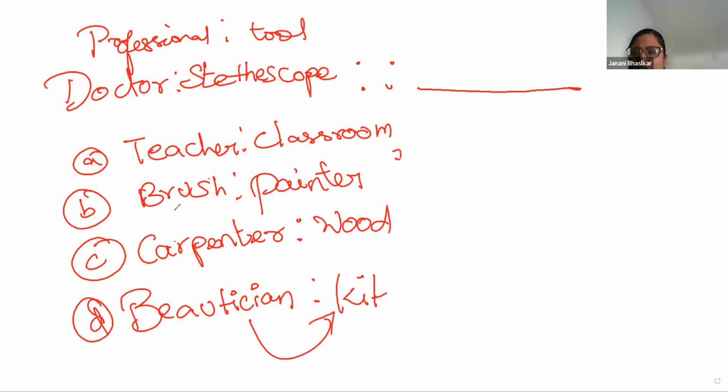Now can you choose brush and painter? You have the same one, the tool and the professional. So why can't we use that? Because the first one is the tool and next comes the professional. But according to the question, the first one that you must use is the professional and then the tool, right? So the answer is this. Okay. Now next question.